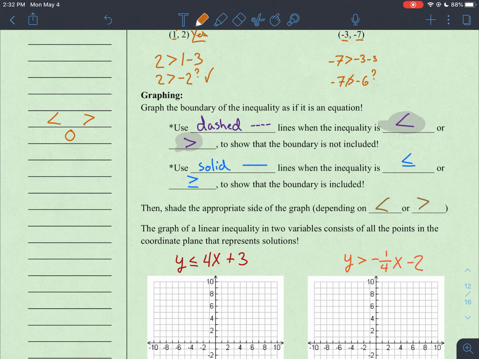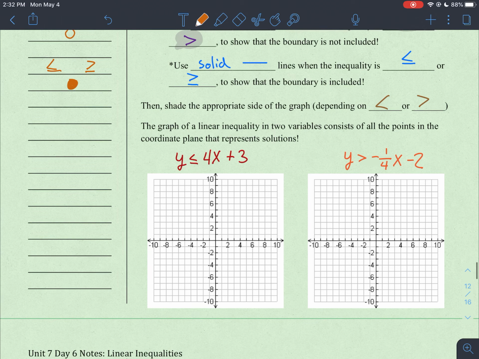Now, we're going to use a solid line when the inequality is less than or equal to or greater than or equal to. So this would be the equivalent of the filled-in circle, where you have a less than or equal to or a greater than or equal to, and you say, yeah, that number is acceptable. That is the endpoint. That is an acceptable number. So a dashed line and a solid line is something we have to keep in mind. Then, because it's not just simply numbers on the line, it's going to be anything above or below that line based on whether it's less than or greater than.